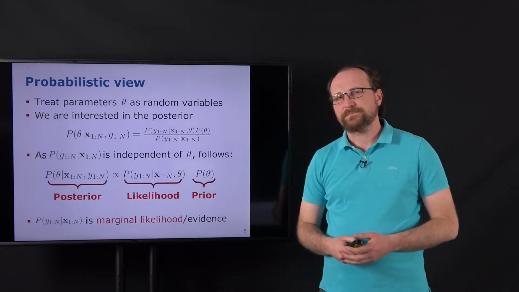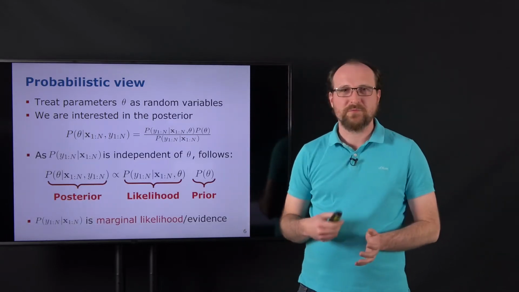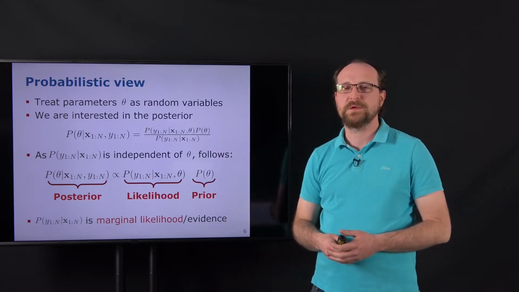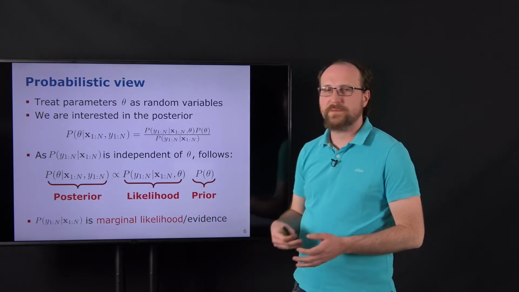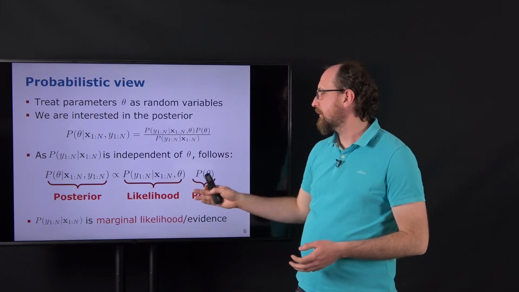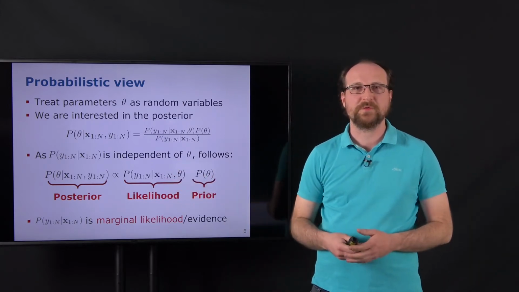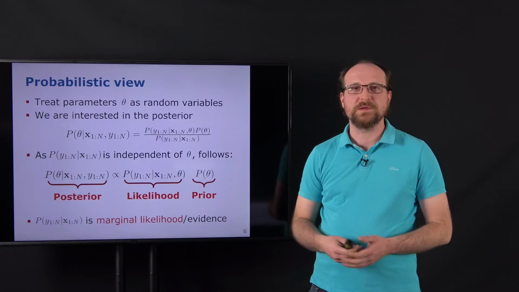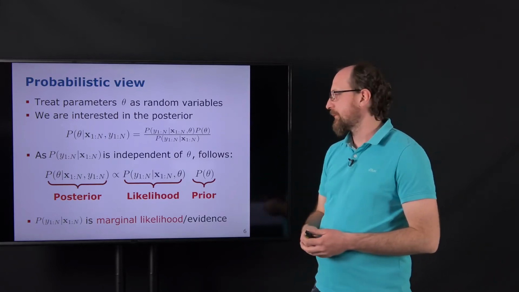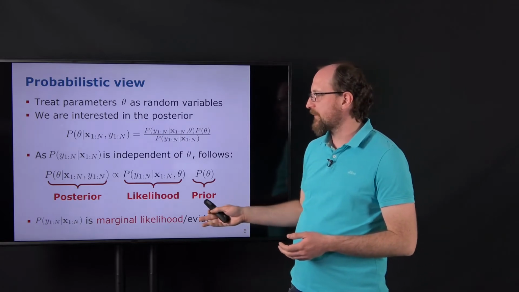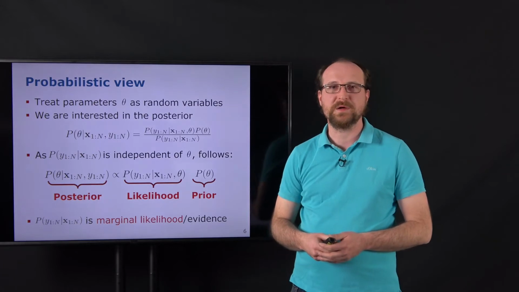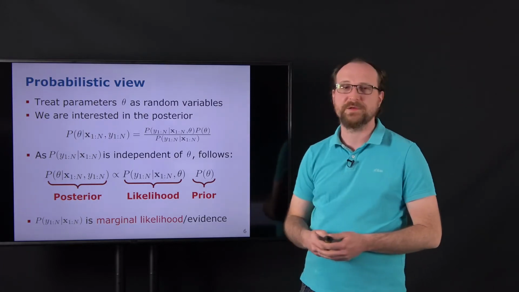And for now we can drop this denominator here because this is independent of theta, and then we are always talking here about the posterior over theta, and then the likelihood and the prior. These are also terms that you will usually see in the literature when you see machine learning algorithms. When we are talking about the denominator, we are also saying that this is the marginal likelihood or evidence.